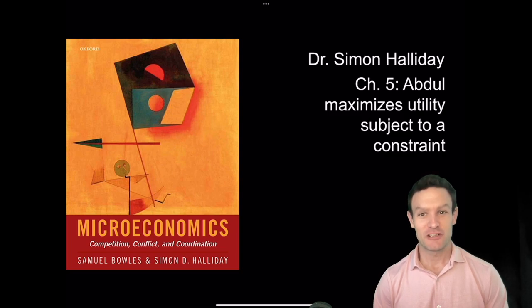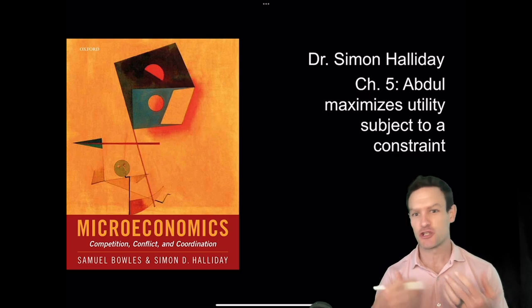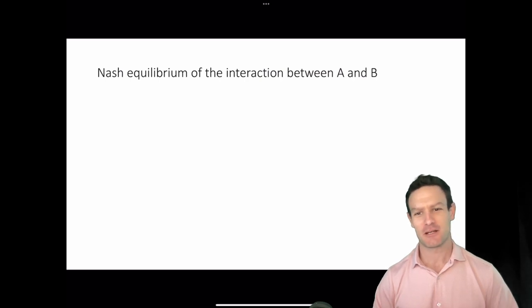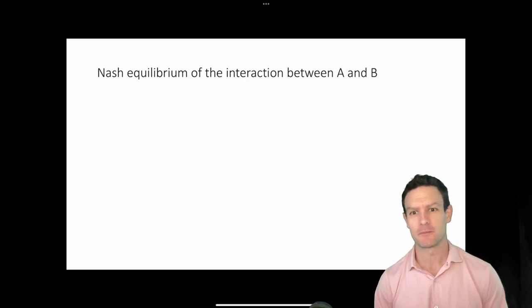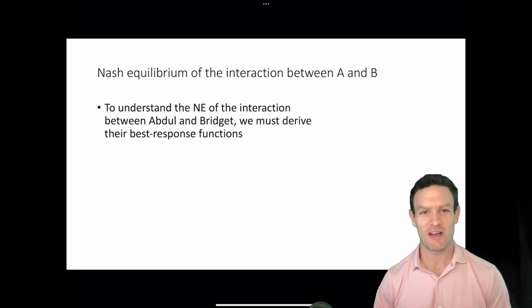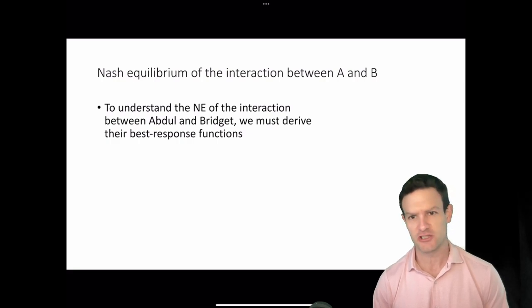Hello everyone. Here we're going to be talking about how Abdul maximizes his utility subject to a constraint. And when we're thinking about this, we're trying to think about the Nash equilibrium between Abdul and Bridget in our fishing game in chapter 5. So we have the two players, Abdul and Bridget, and we need to think about how they will achieve their Nash equilibrium in the interaction.